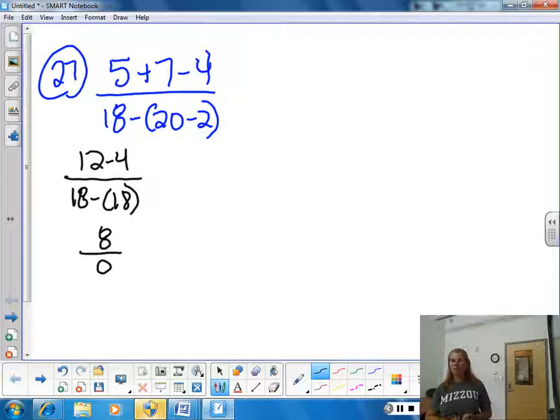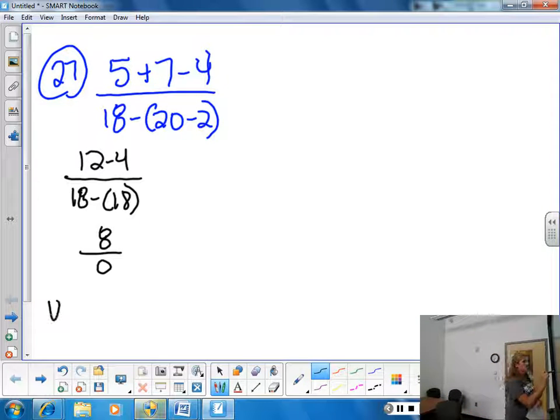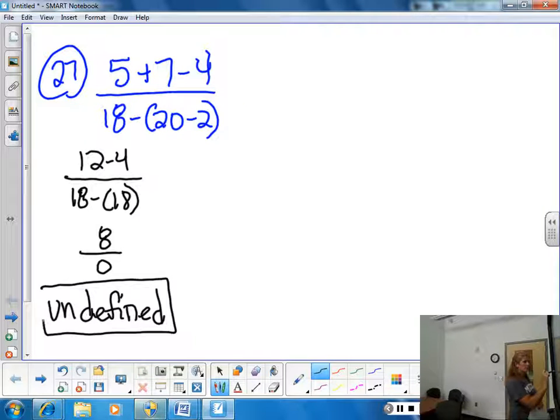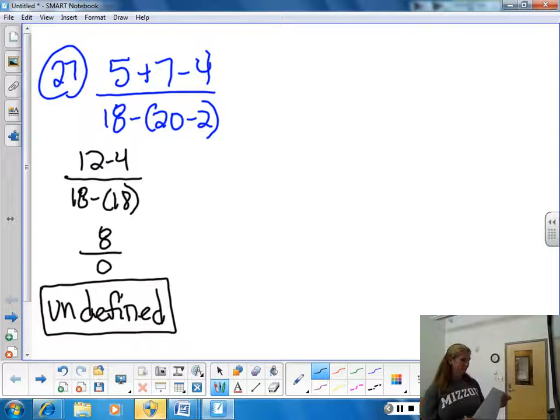You should say undefined because the zero is under. Under is undefined. So this problem, because there's a 0 in the denominator, well, divisor I should say, we haven't really talked about fractions yet, but because the 0 is down there, that makes it undefined. Okay.